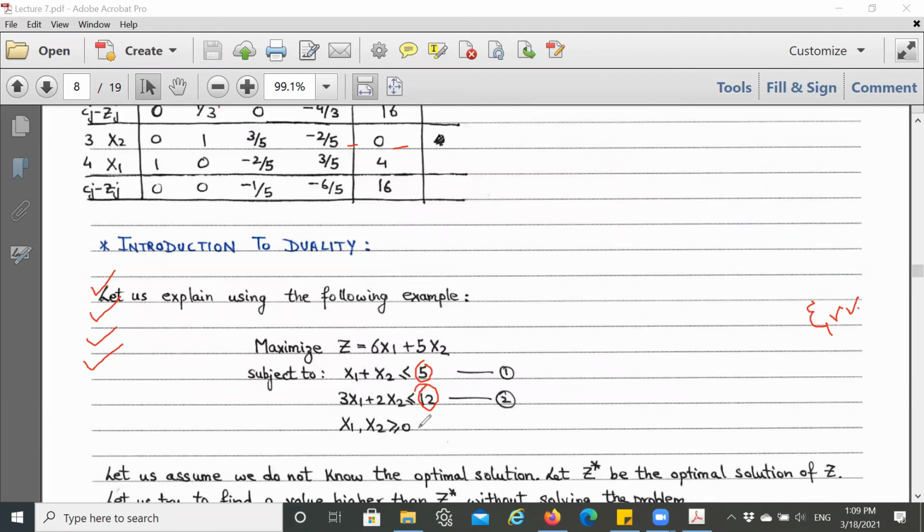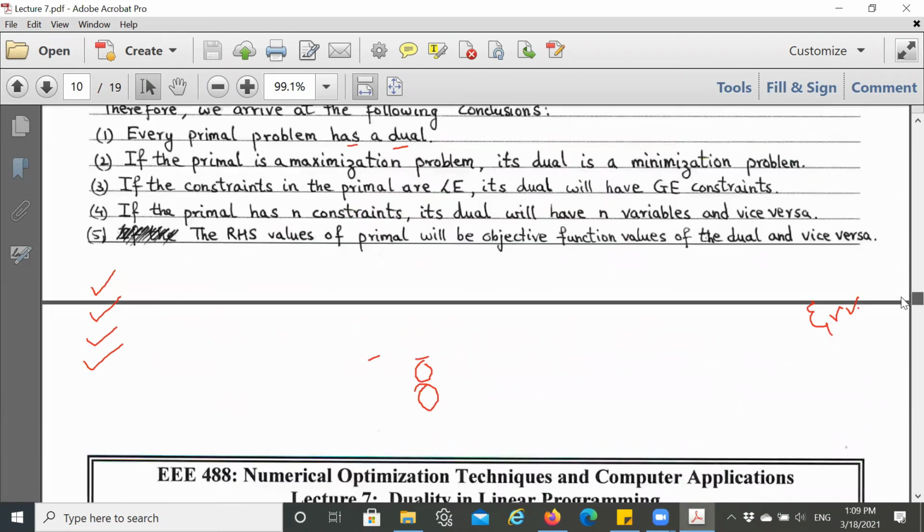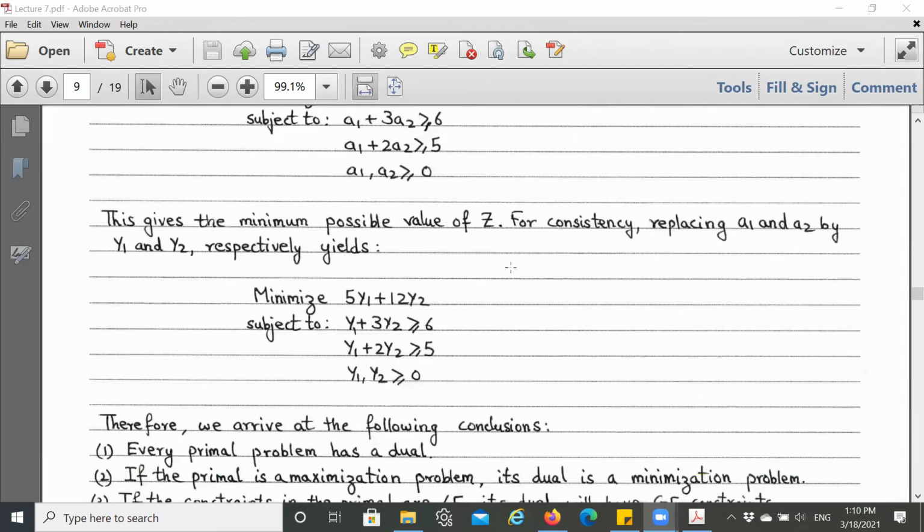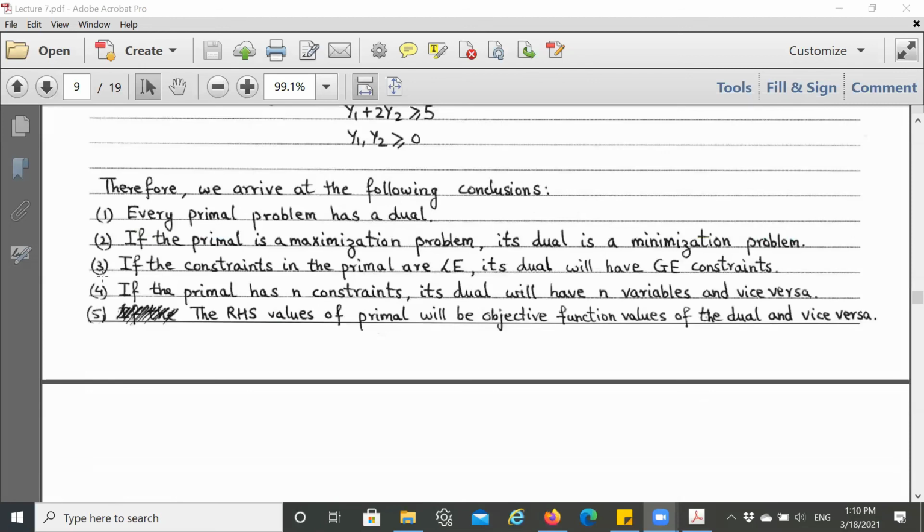Now look at this 6 and 5. Where do the 6 and 5 go? You can tell me. They go to the right-hand side of the dual. Interesting, right? Yes, indeed. Very good.